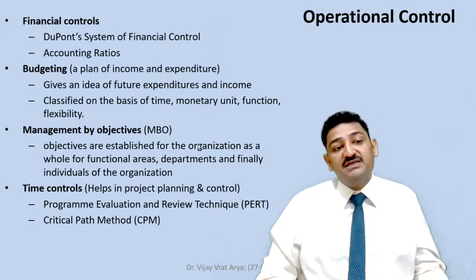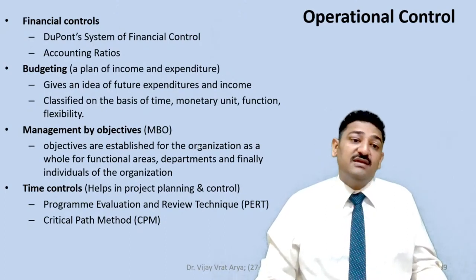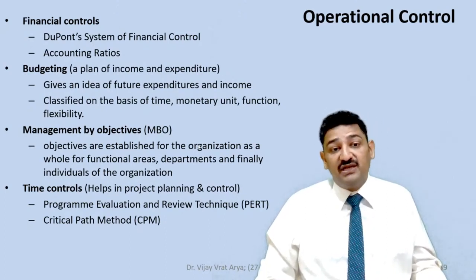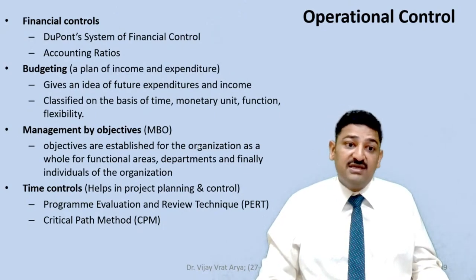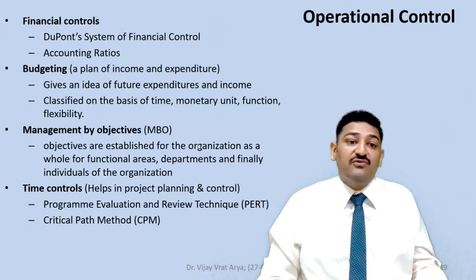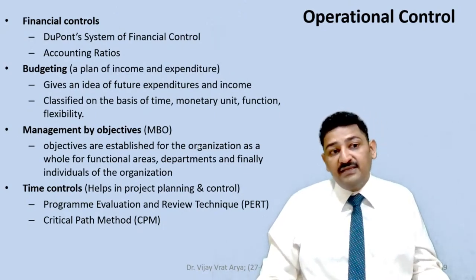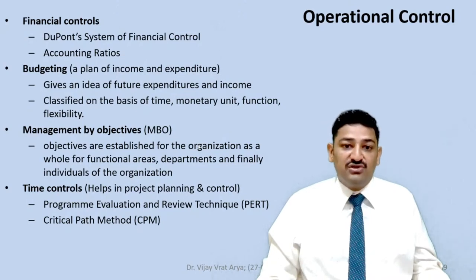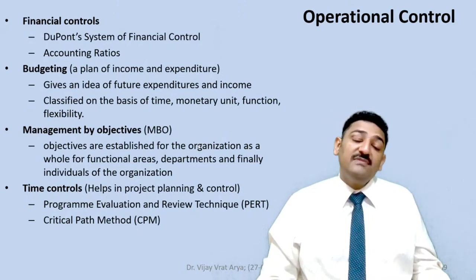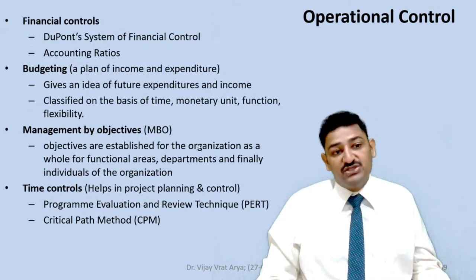The second aspect is budgeting, which is a kind of plan of income and expenditure that the organization usually considers well in advance, and it gives an idea of future expenditure and the income that the business is going to generate and utilize.